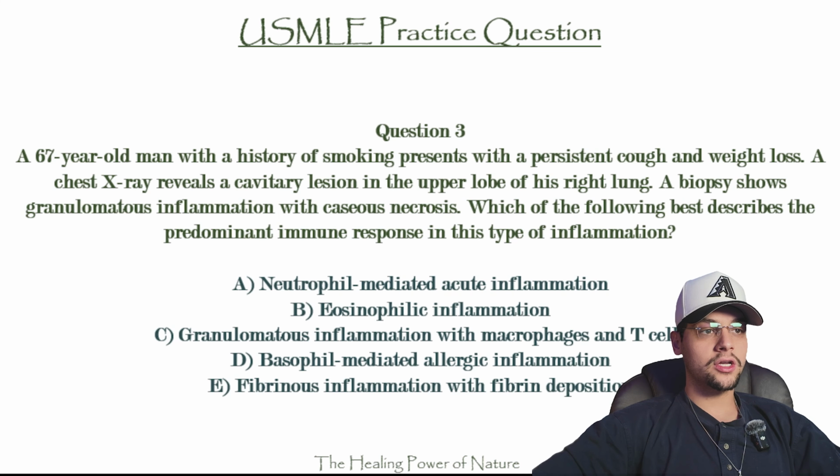Let's go ahead and do the next question. I'll give you a few minutes and then we'll come back and review together. So the correct answer was C, granulomatous inflammation with macrophages and T cells. The description suggests TB, or tuberculosis, which is characterized by granulomatous inflammation, a subtype of chronic inflammation. Granulomas are formed when macrophages are activated by T helper cells, or Th1 cells, and surround the infection to contain it. Caseous necrosis is a hallmark of TB granulomas.